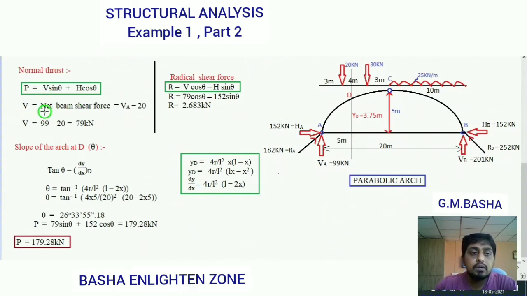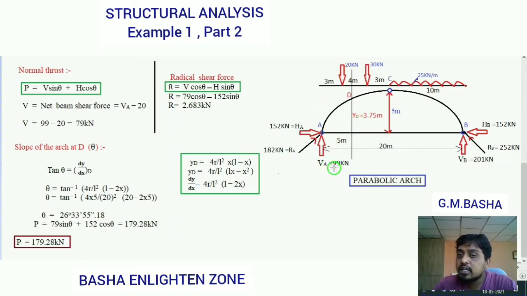V is the net beam shear force. For normal thrust also, in the question they will ask at a distance 5 meters from A only. That is the reason up to 5 meters we have to take vertical shear forces on the beam. For V, what are the vertical shear forces? VA will be acting 99 kilonewtons upwards and 20 kilonewtons will be acting downwards. So one will be upward and another will be downwards. Therefore, VA minus this 20, up to 5 meters only I am taking.